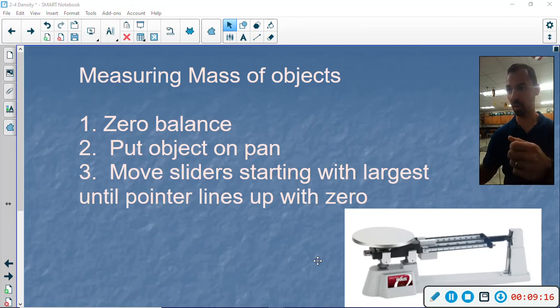So if it's below the line, you're going to turn it upward. If it's above the line, you're going to turn it downward towards you. And that will actually make it zero out. You put the object on the pan. Once you get it zeroed out, move the sliders starting with the largest and then go down to the medium size and then the small finally until it lines up with the 0 perfectly. And then read off all the digits, hundreds, tens, ones, and then of course your decimal place. And the units are grams, don't forget.